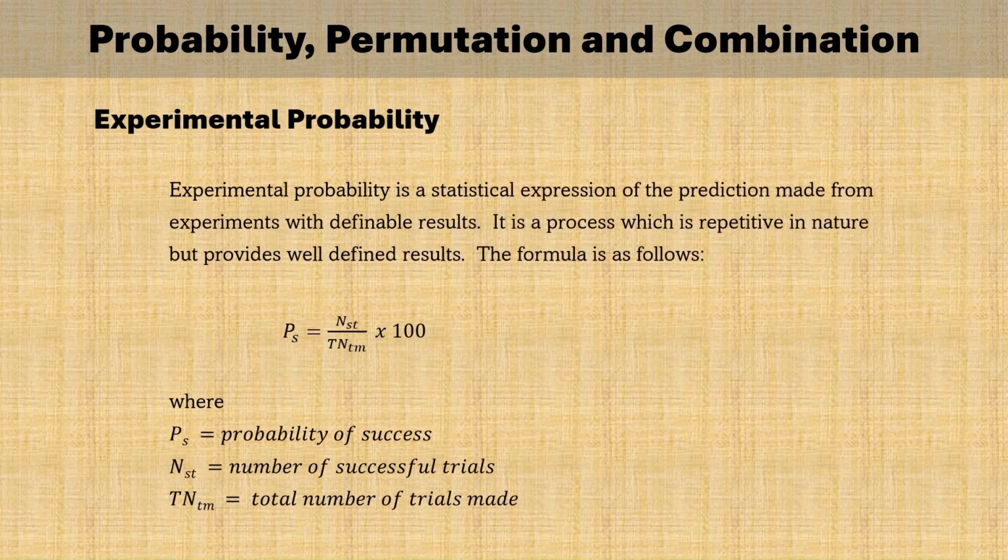Experimental probability. Experimental probability is a statistical expression of the prediction made from experiments with definable results. It is a process which is repetitive in nature but provides well-defined results. The formula is as follows: P sub S equals the ratio of n sub st to n sub tm times 100, where P sub S is the probability of success, n sub st is the number of success trials, and n sub tm is the total number of trials made.